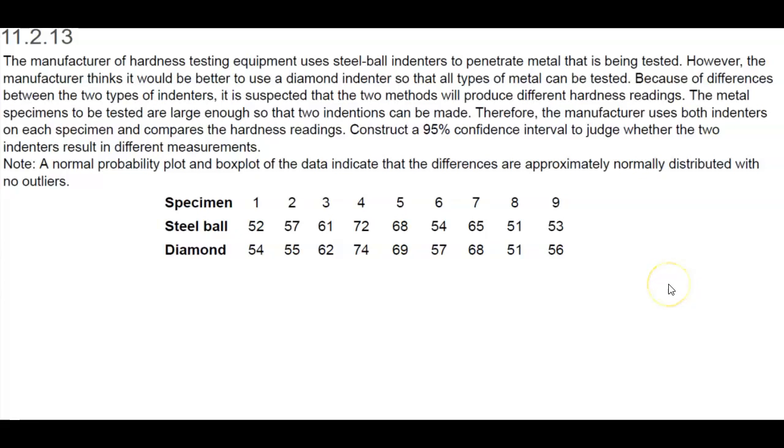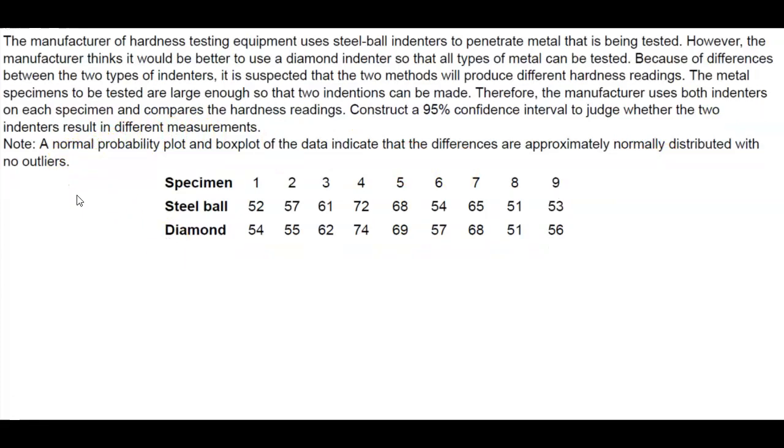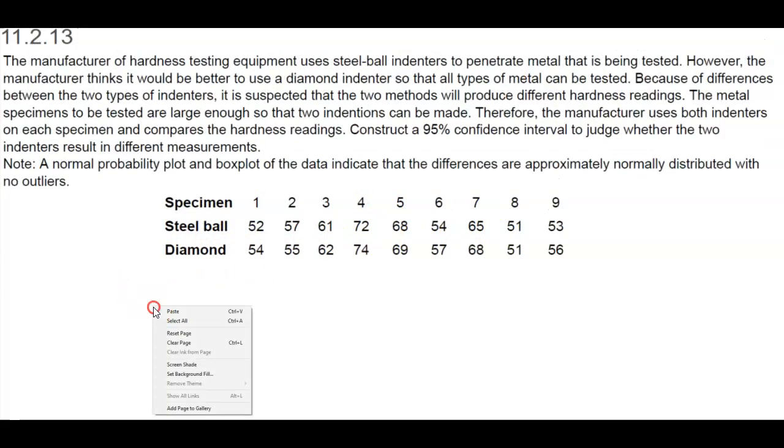We want to be able to construct a 95% confidence interval to judge whether the two indenters result in different measurements. Now, note here it says a normal probability plot and a box plot of the data indicate that the differences are approximately normally distributed with no outliers. So we don't need to confirm that since it's already given to us. So here is the data. Here we have specimen goes from 1 to 9. So we have 9, which is the sample size. We have the steel ball for the first part and then a diamond for the second.